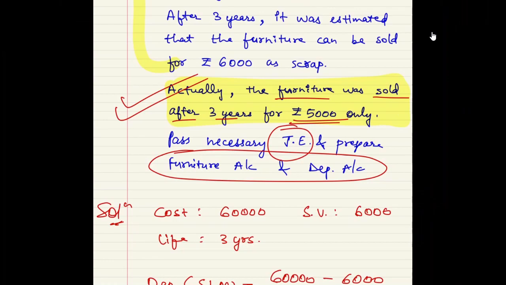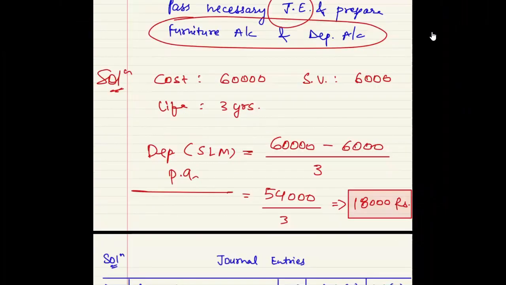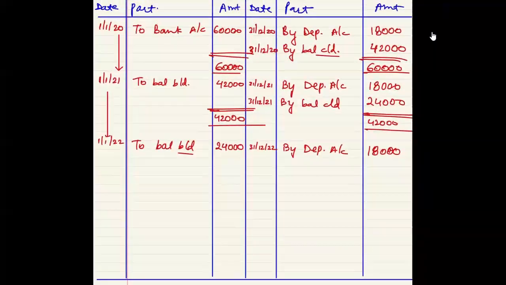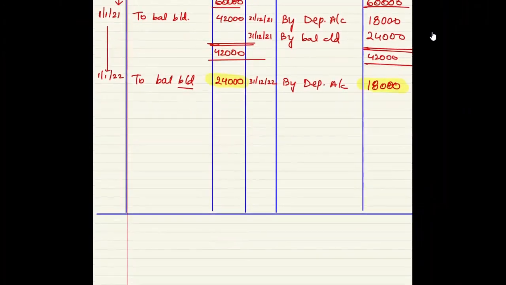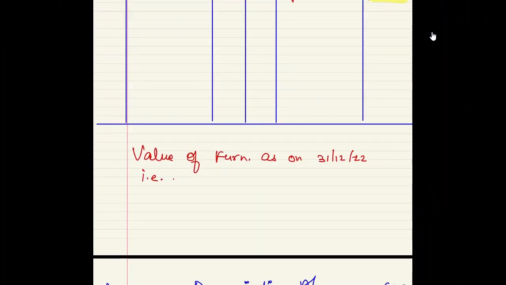So can you assess where there is a profit or a loss in selling this? Now looking at the furniture account, I have an opening balance of furniture of 24,000 and a depreciation of 18,000. So what is the value of furniture as of now? Value of furniture as on 31st of December 2022, that is the date of sale. So it would be 24,000 minus the depreciation, that is 18,000. So the value is 6,000.